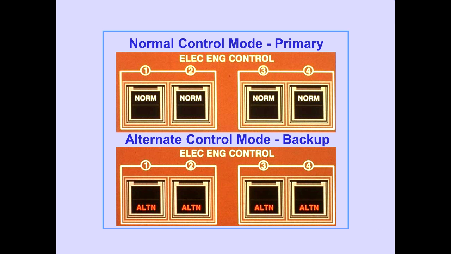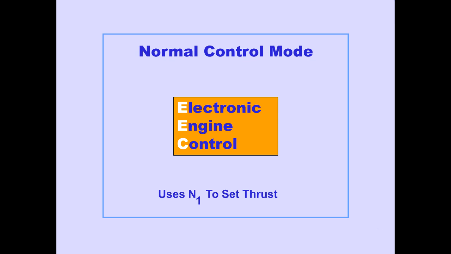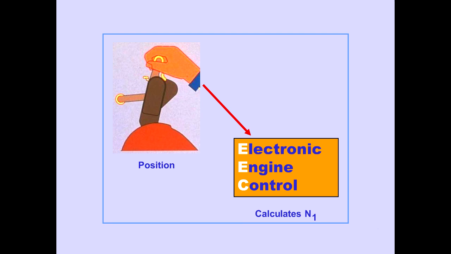The EEC has two control modes, normal and alternate. The EEC uses the normal mode as its primary control mode and uses the alternate mode as a backup. In the normal control mode, the EEC uses N1 RPM to set thrust. Based on thrust lever position, the electronic engine control calculates an N1 value between idle and maximum N1.